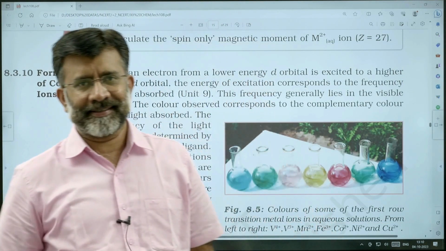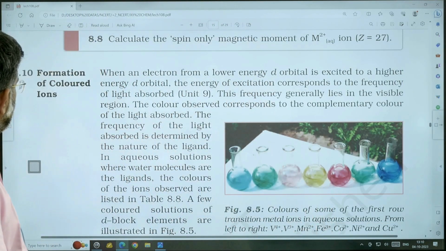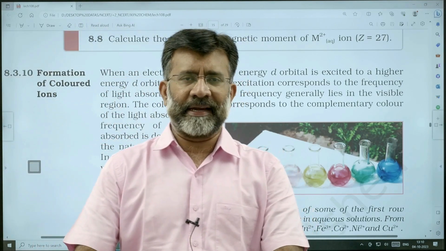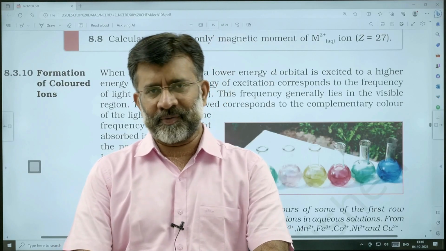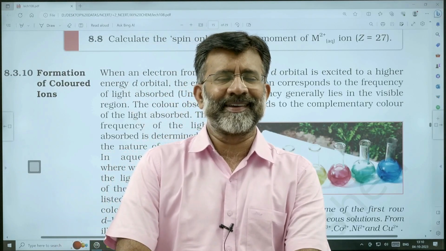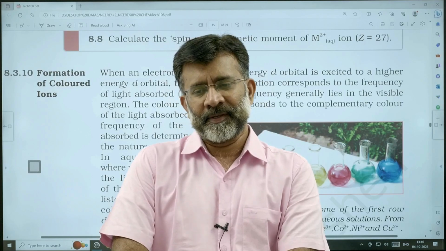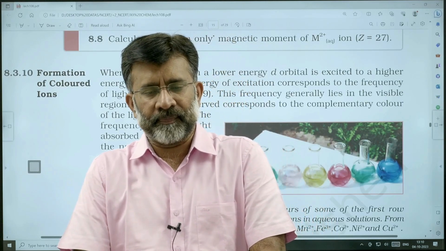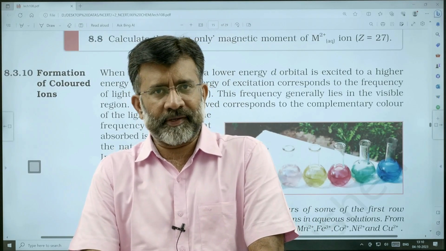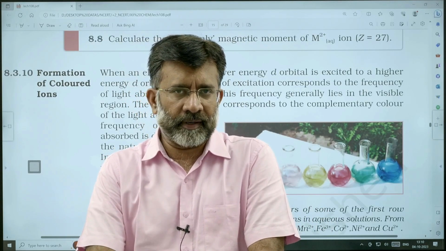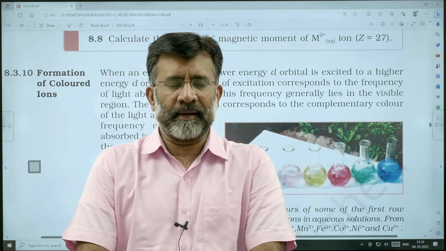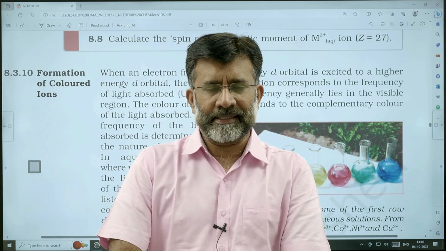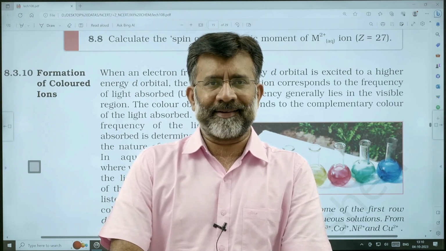So next is colored ions, colored compounds. See, transition metals are well known for providing colored compounds. All of you know, in fact, they are adding color to chemistry, right? So the unpaired electrons present in the d orbital are able to cause excitation and de-excitation of the electrons by absorbing a suitable wavelength of radiation from the white light, and that gives color. All of you know that.